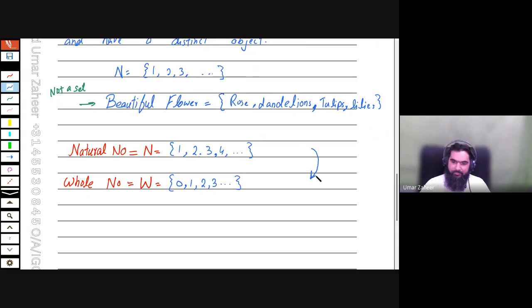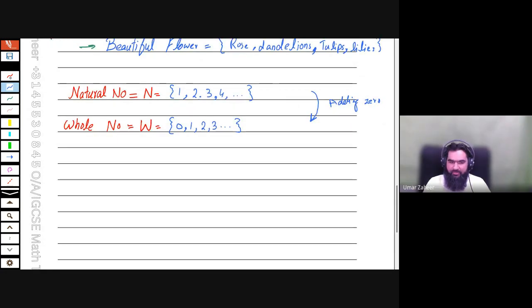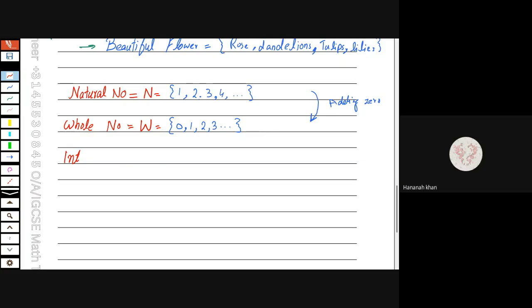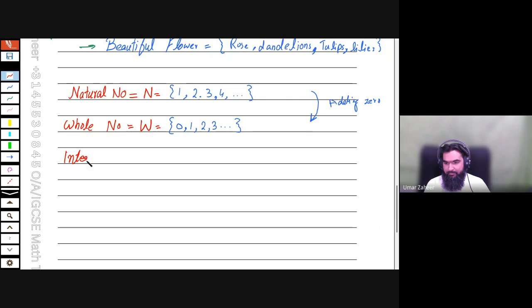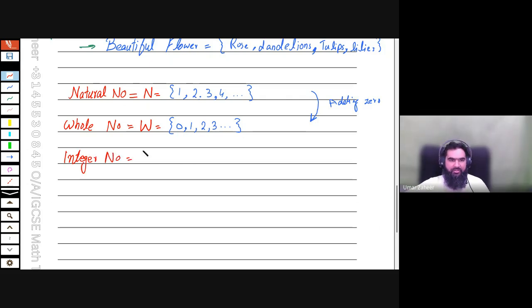So what is the change here? Yes, Miran. Sir, aren't there also negative numbers? Okay, sir. Now the next one we have is the integers. You have to show the integer numbers by Z.